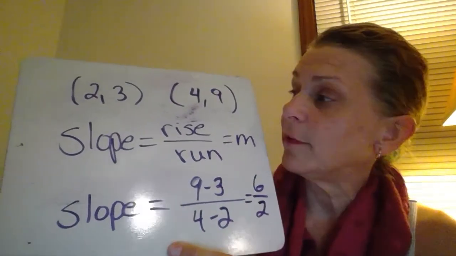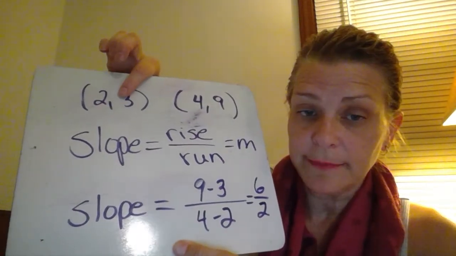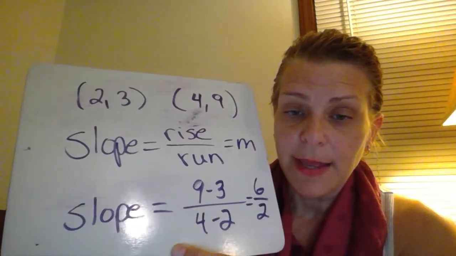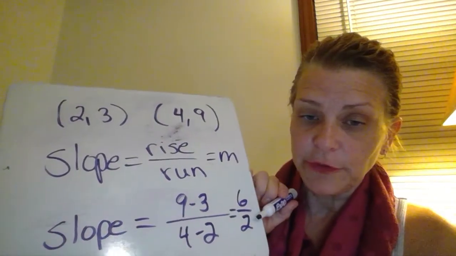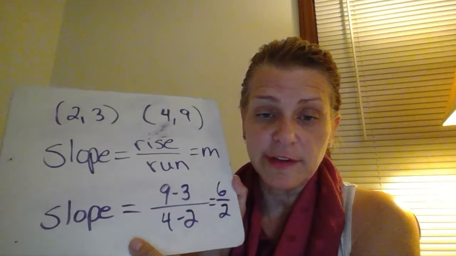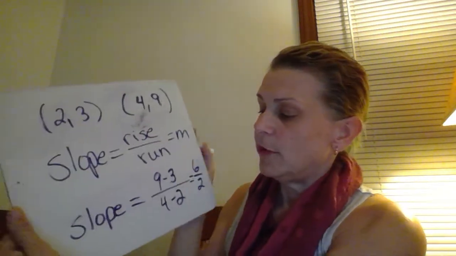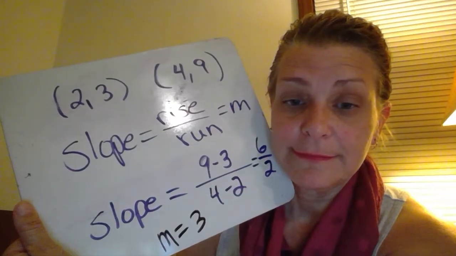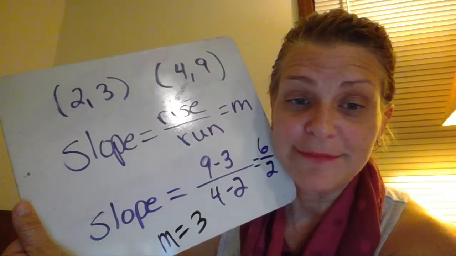Since 9 minus 3 is the y minus y, and then 4 minus 2 is the x minus x, I end up with 6 over 2. And 6 over 2, remember a fraction is just a division. 6 divided by 2 is 3. So the slope of this line equals 3.